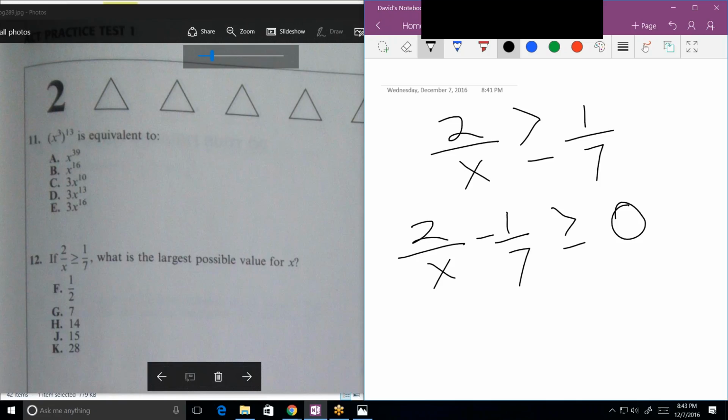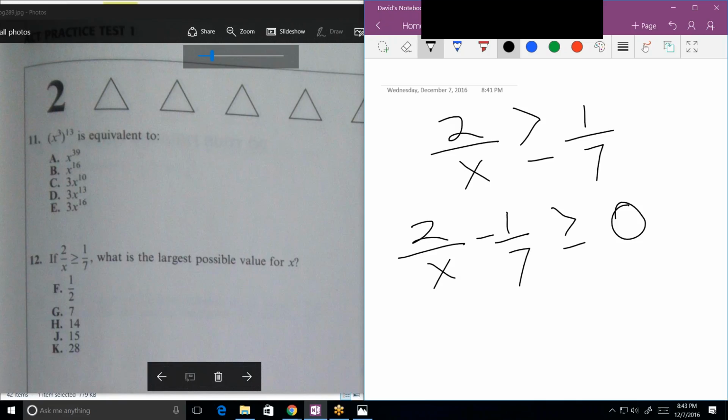Which of the 5 answers should I start with? The largest one, the biggest one? Yeah, because it's asking, if I started with 1/2 and 1/2 worked, that wouldn't tell me anything. I'd still have to try 7, 14, 15, and 28 because it's asking me for the largest. So I'm starting at the largest one and working my way down.